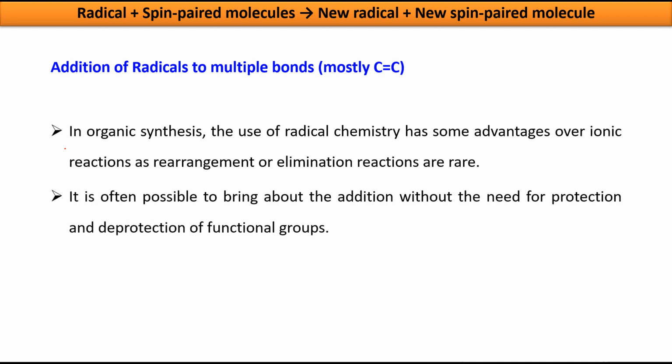And another point is, it is often possible to bring about addition reaction, because we are talking about radicals addition to multiple bonds. So this addition reaction we can do without the protection. So we don't have to protect any group or deprotect any group, because these radicals are so selectively reacting with the multiple bonds only. So these are some points that we have to keep in mind when we are comparing with ionic reactions, where we have reactive intermediate, mostly C+, that is carbocation.